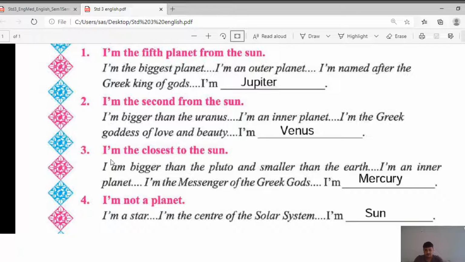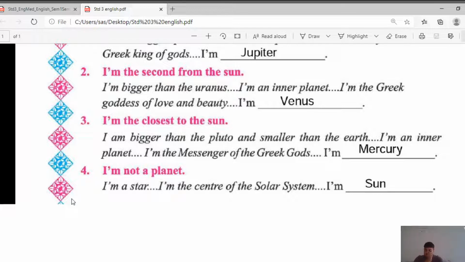Let's move towards the third. I am closest to the sun. I am bigger than the Pluto and smaller than the earth. I am an inner planet. I am the messenger of the Greek gods. I am dash. So students, as we know from the question only, I am closest to the sun. Who is closest to the sun? That is obviously Mercury. Let's move to the last.